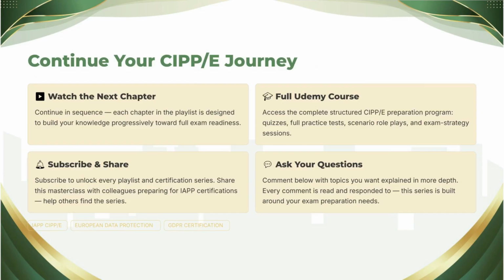Outstanding. Chapter 14 complete. And you've just internalized the machinery that regulators judge organizations by. Accountability as evidence, privacy by design and by default, the RoPA, cooperation duties, the full DPIA methodology, and the Article 36 escalation valve. When someone asks what does GDPR compliance actually look like day to day, this chapter is the answer.